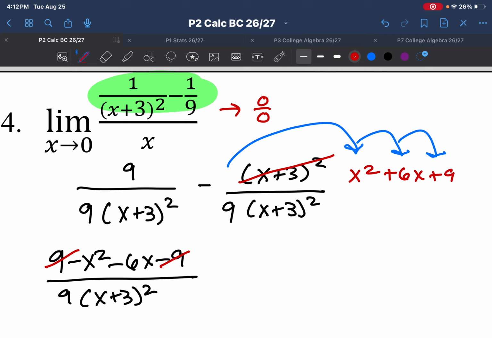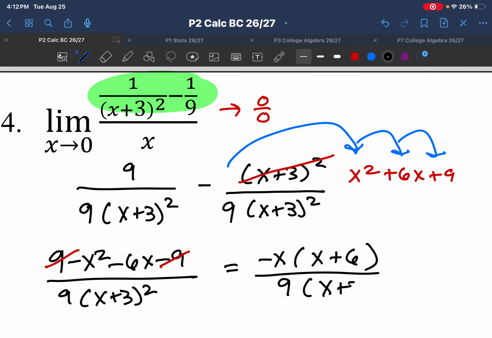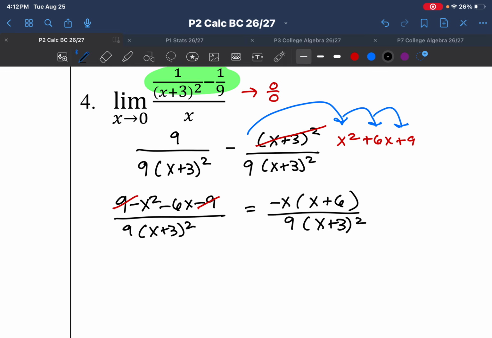We will go ahead and take it out for now. Okay, I'm going to simplify further. So I can take out a negative x, and I'm left with x plus 6 over 9 times x plus 3 squared. Okay. Remember, that is my numerator, so I'm going to plug that back in.